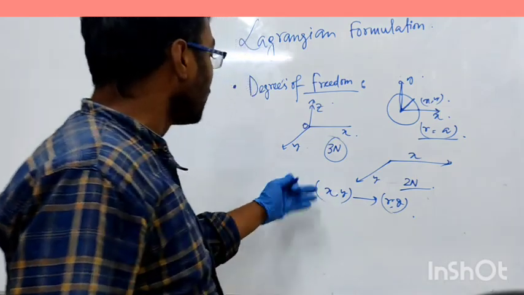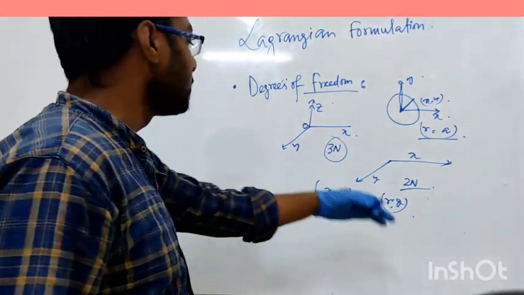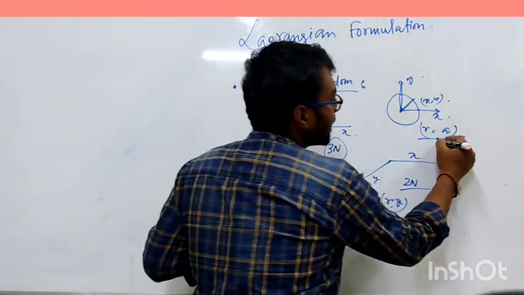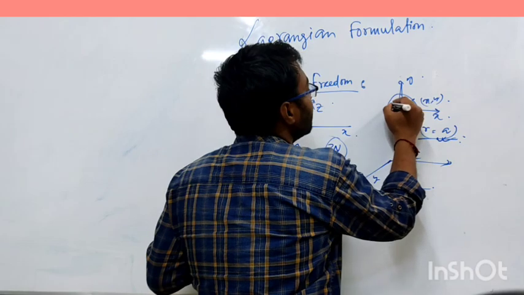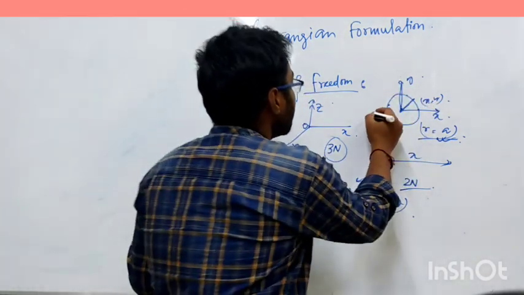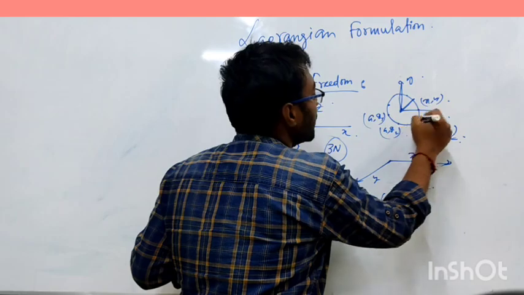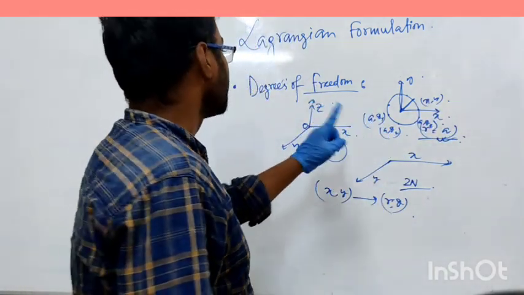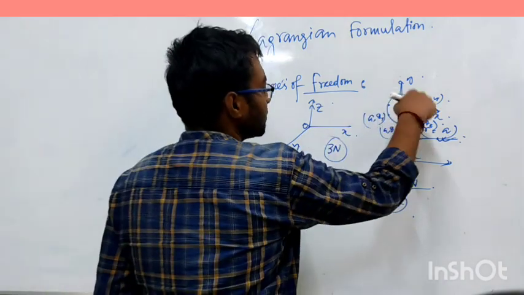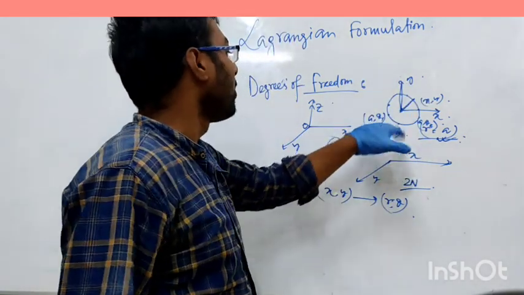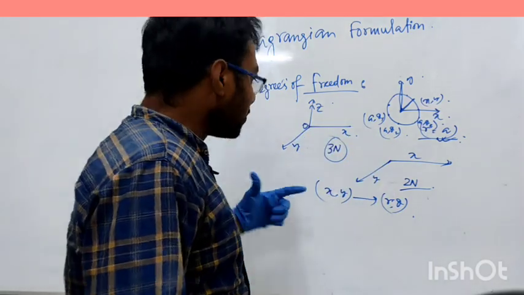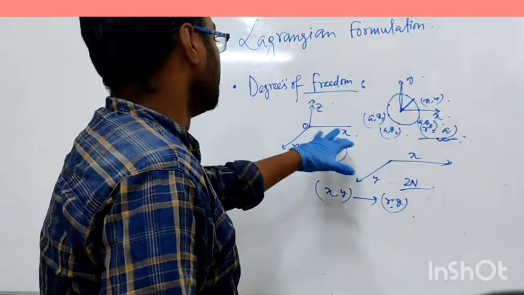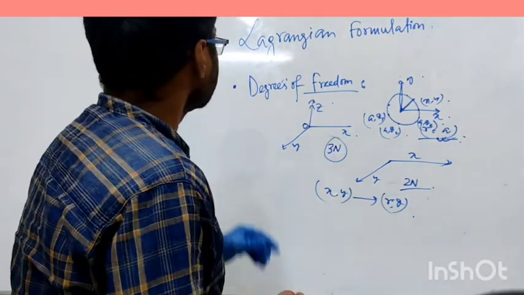So if we transform from Cartesian to polar coordinate system, we get r and theta, and here r is constant. If we describe every point of the circular track, that will be theta 1, theta 2, theta 3. So one coordinate is sufficient to describe this motion, and the degree of freedom in this case will be 1. In this way we can reduce the number of coordinates required to describe the motion of the particle. So this is basically degree of freedom.